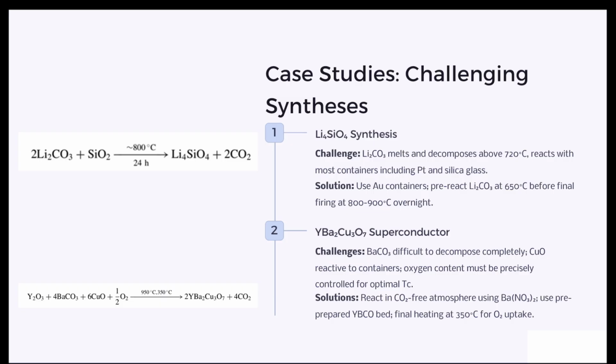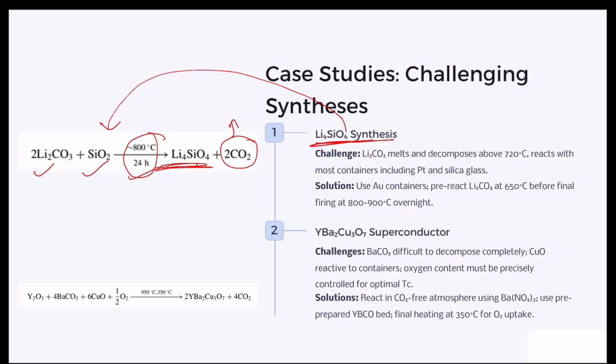Some particular case studies about solid state reactions we are going to cover in this particular assignment. One of them is the Li4SiO4 synthesis. Lithium carbonate and silicon dioxide are heated at 400 degrees Celsius for 24 hours, giving us Li4SiO4, the product of interest, and CO2 is going to come out of the product, so we can get a porous material and break it down to powder form.